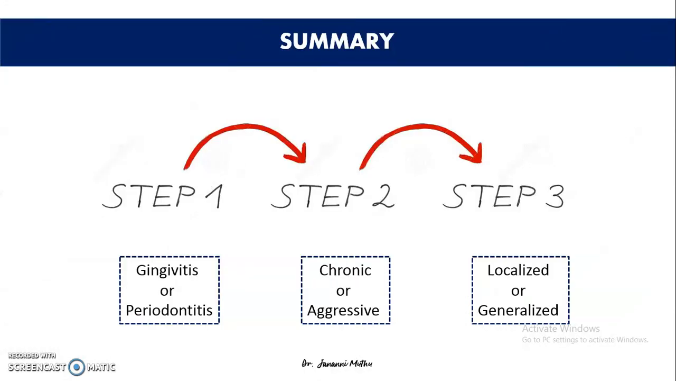To summarize, whenever a case is given for diagnosis, after thorough history and proper recording of findings, first identify whether it is gingivitis or periodontitis. In the second step, determine whether it is chronic or aggressive. Thirdly, see whether the involvement is localized or generalized.